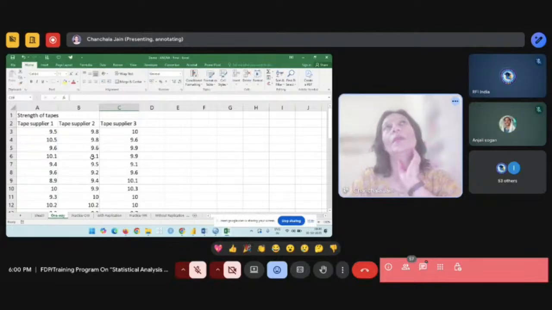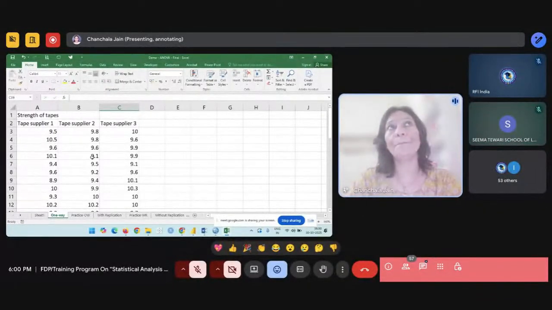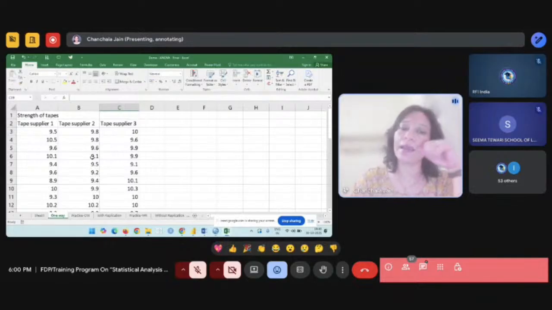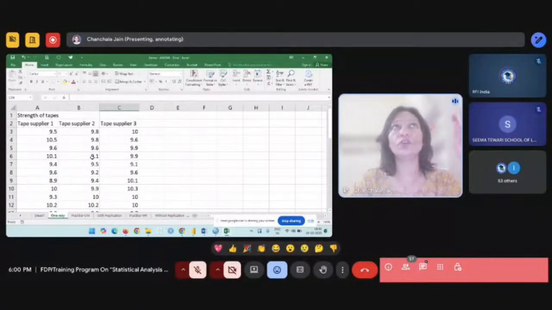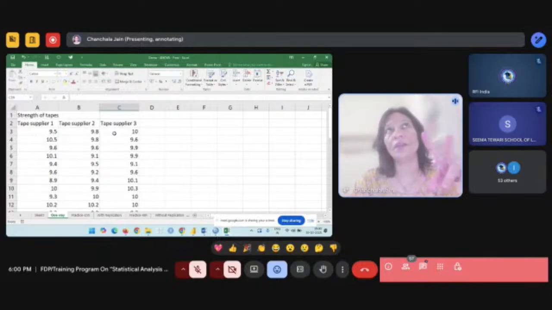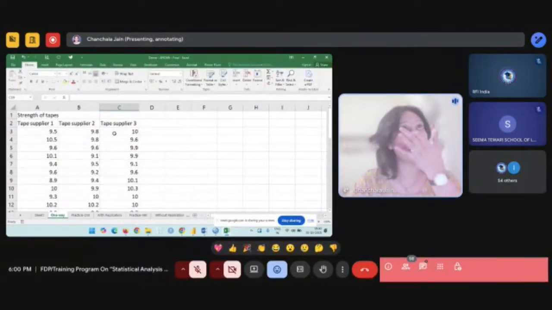Now, suppose I want to compare the mean strength of the tapes we have received from the 3 different suppliers. Since I need to compare the mean strength, I can go for the t-test, but here we have more than 2 suppliers. That means I cannot go for the independent sample t-test. I should go for one-way ANOVA because I have one categorical and one numeric variable. Is it okay?